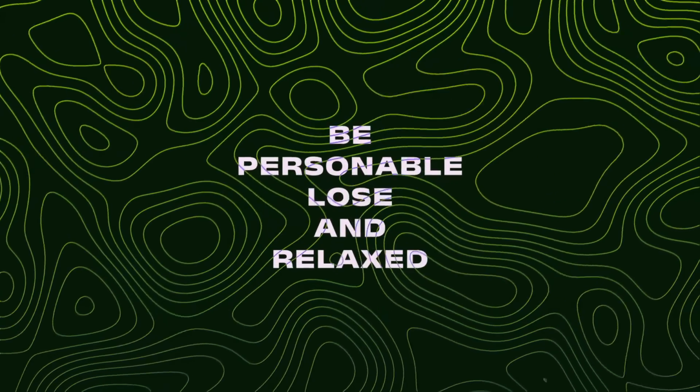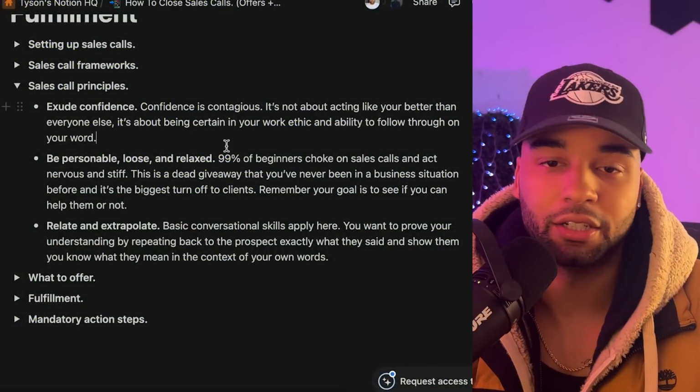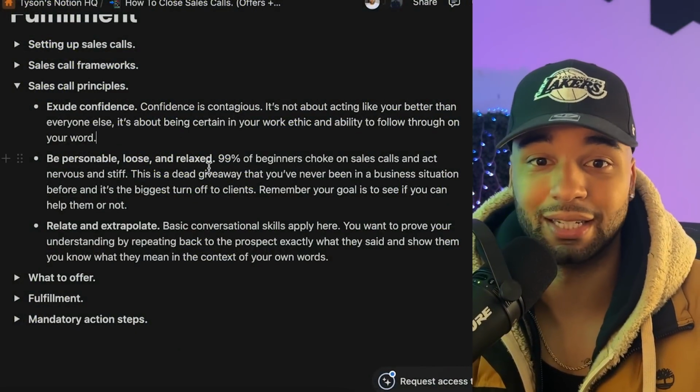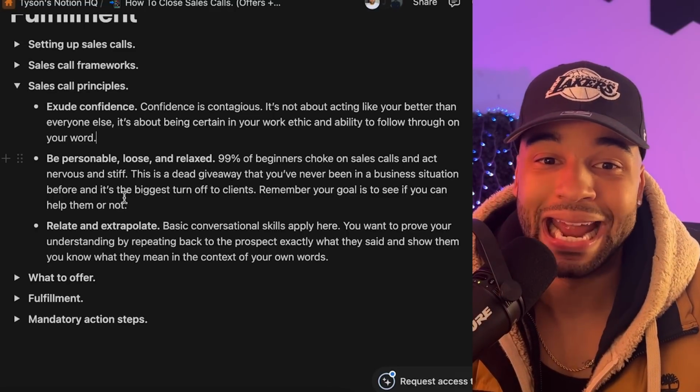Next is to be personable, loose, and relaxed. Not awkward, not shy, not stammering over your words. 99% of beginners choke on sales calls and act nervous and stiff. This is a dead giveaway that you've never been in a business situation before, and it's the biggest turnoff to clients. Remember, your goal is to see if you can help them, not to sell them, okay? If you get on a call thinking, I really need this money, I really gotta make this sale, I really gotta sell them, you're gonna be nervous, okay? If you get on with the mindset of, I'm just gonna see if I can help this person, if I can't, no big deal, we'll get off the call. If I can, then we'll work out a deal.